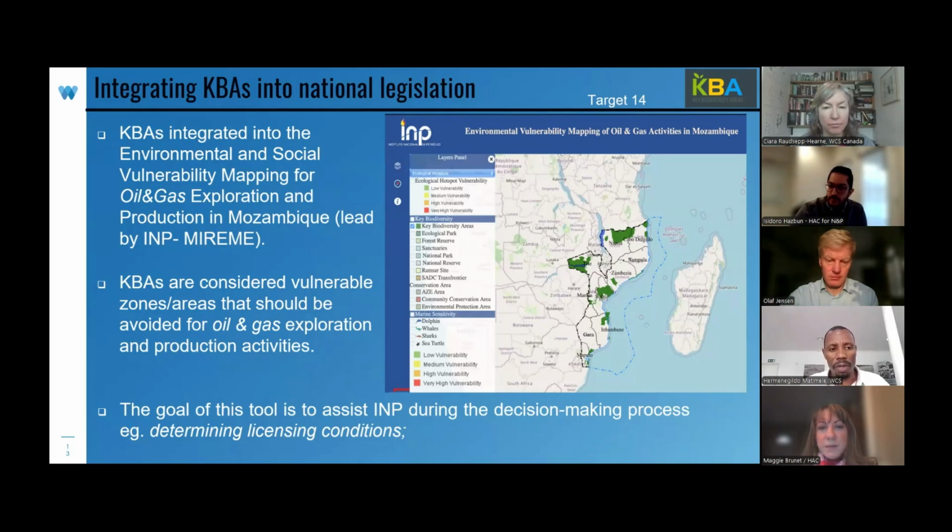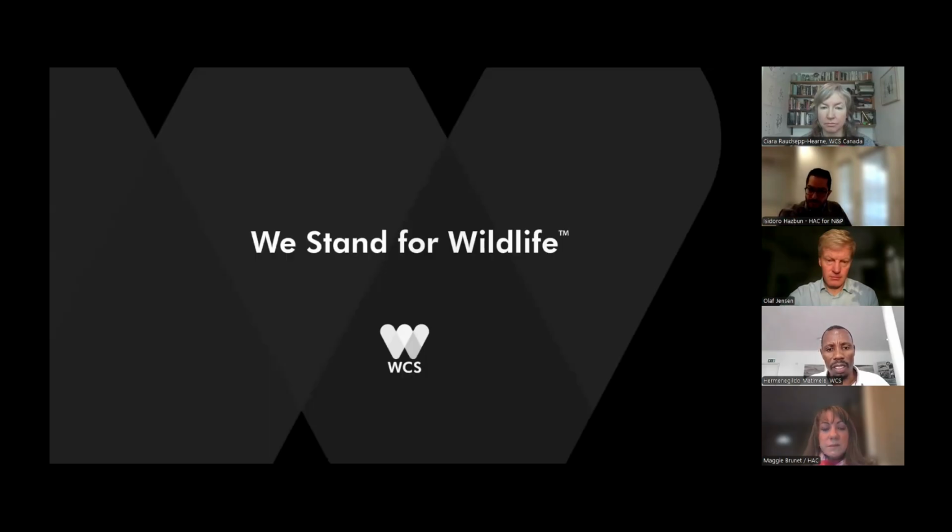So these are some of the legislation and policy related materials that Mozambique has integrated as part of the key biodiversity areas. And thank you. Back to you, Isidoro.